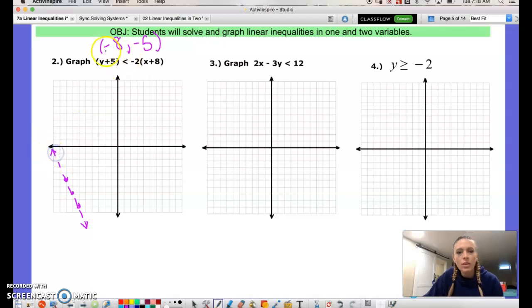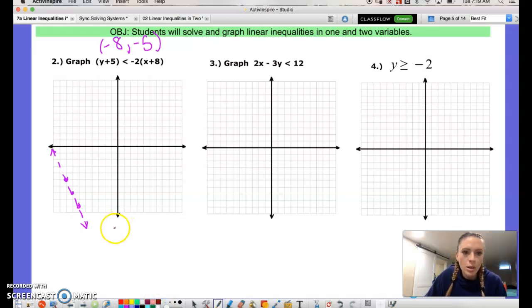And remember, if you have issues graphing, you can always make a table and plug in points. You don't have to remember how to graph all of these, I would say. It's the easiest way to do that, but you can always make a table. So don't forget that strategy.